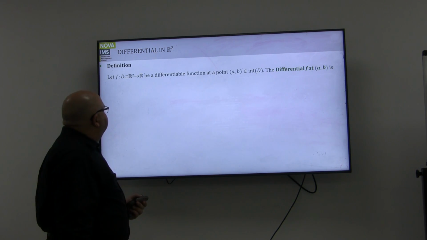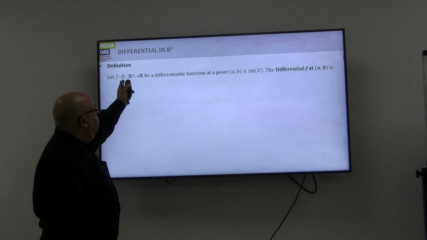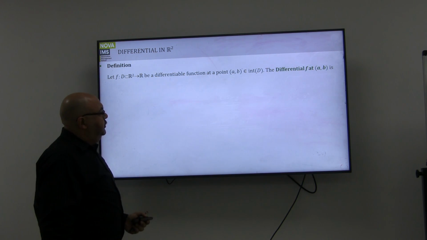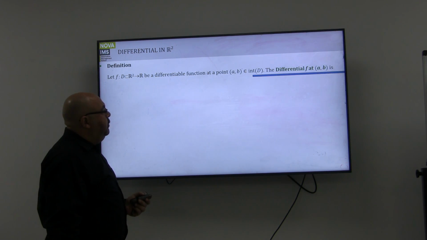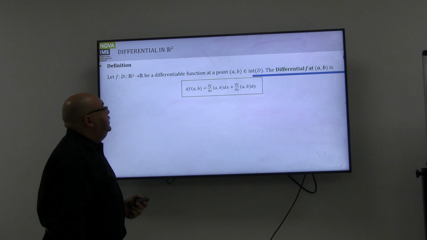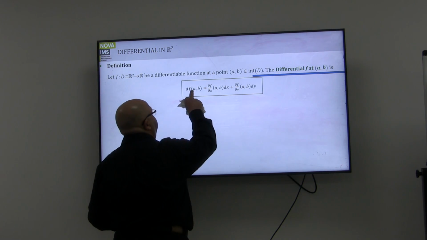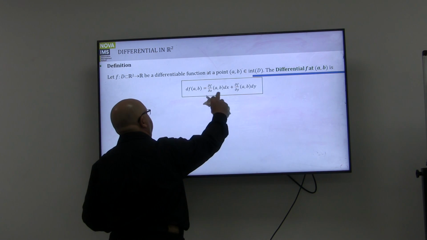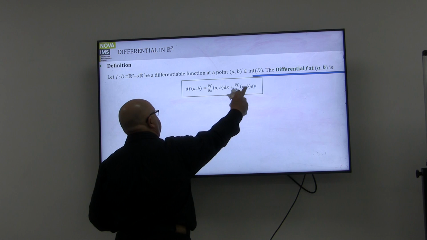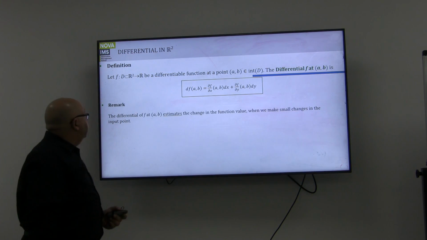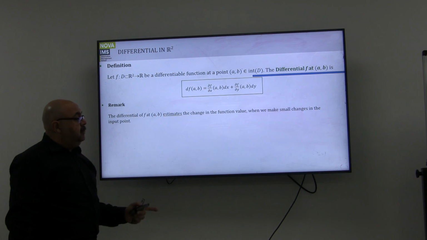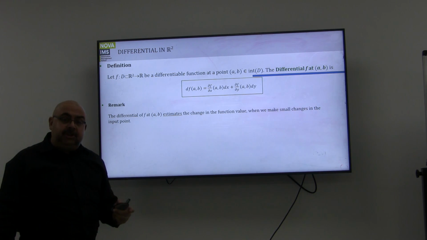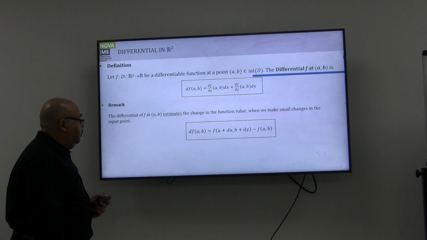So if f is a function from R2 into R, differentiable at point a, b, and this point belongs to the interior of your domain, the differential of f at a, b is simply partial f partial x times dx plus partial f partial y times dy, as you can see. The differential of f at a, b estimates the change in the function value when we make small changes in either x or y or both of them.